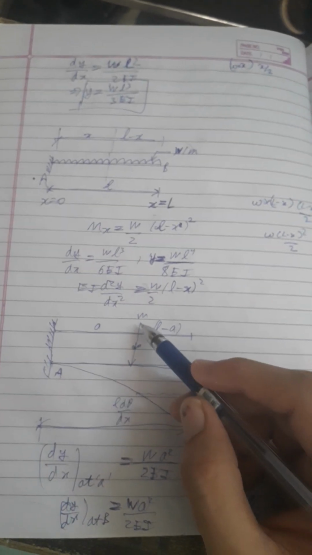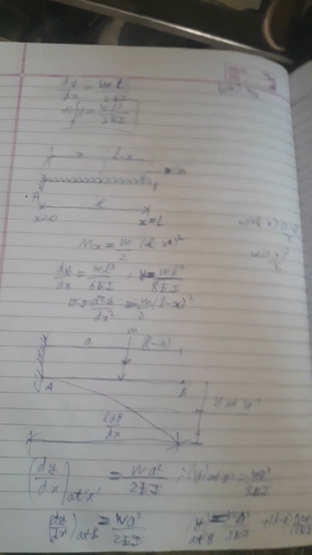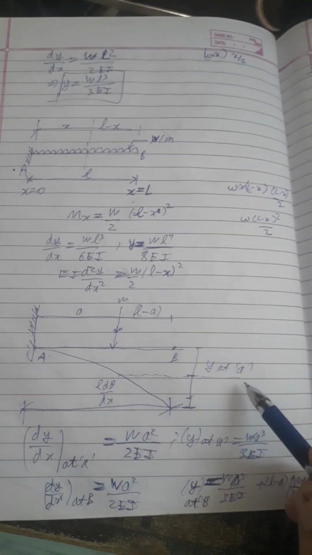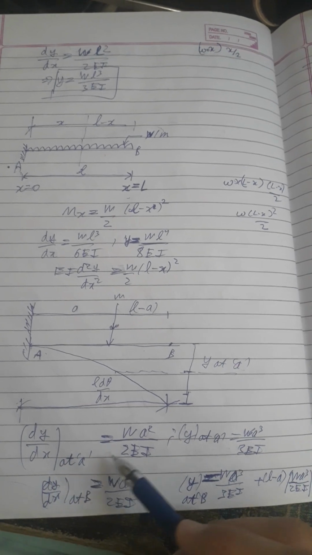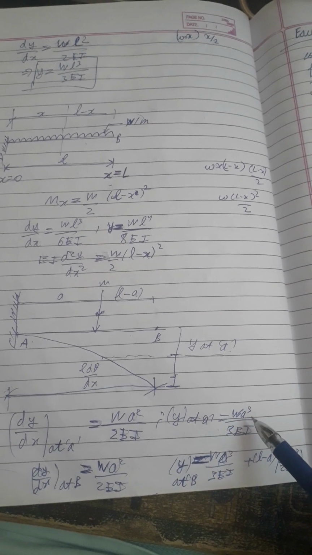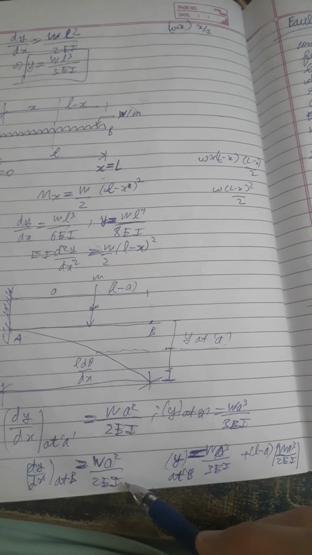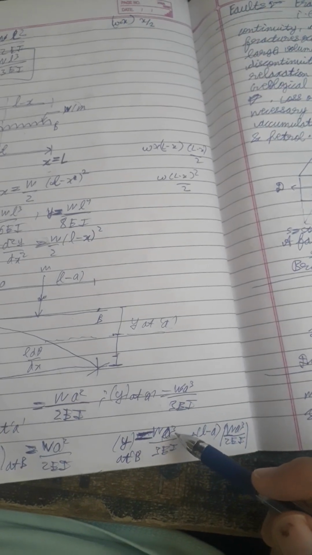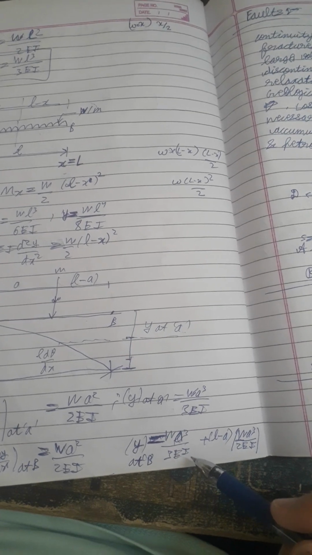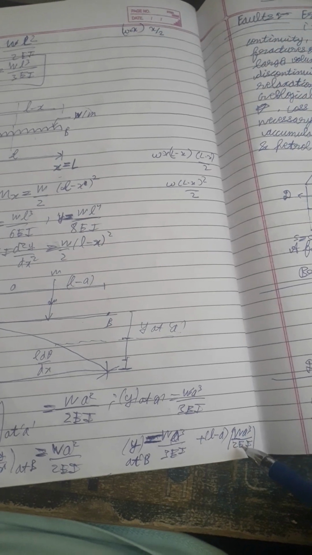Then see here, this is force, this is weight W, this is L minus a, this is a, this is b, this is L, d theta by ds, this is y at a. dy by dx at a is equal to W a square by 2EI; y at a is equal to W a cube by 3EI; dy by dx at b is equal to W a square by 2EI; y at b is equal to W a cube by 3EI plus L minus a into W a square by 2EI.